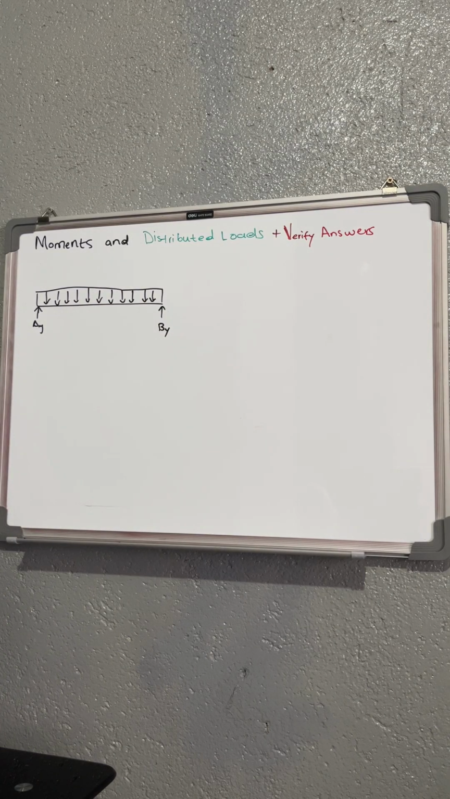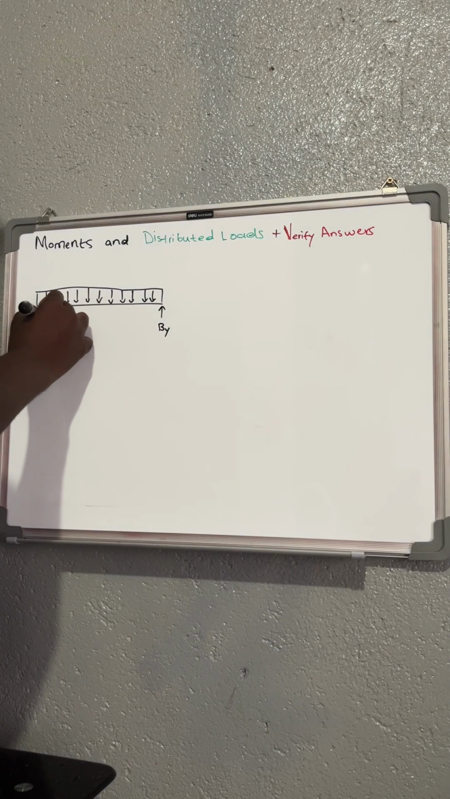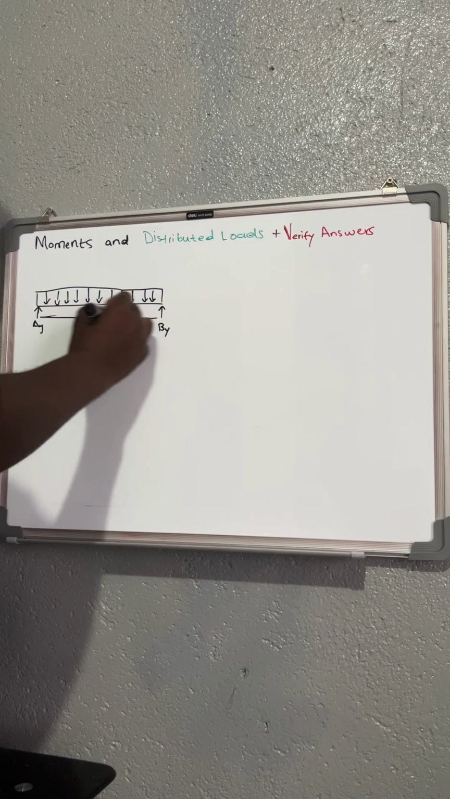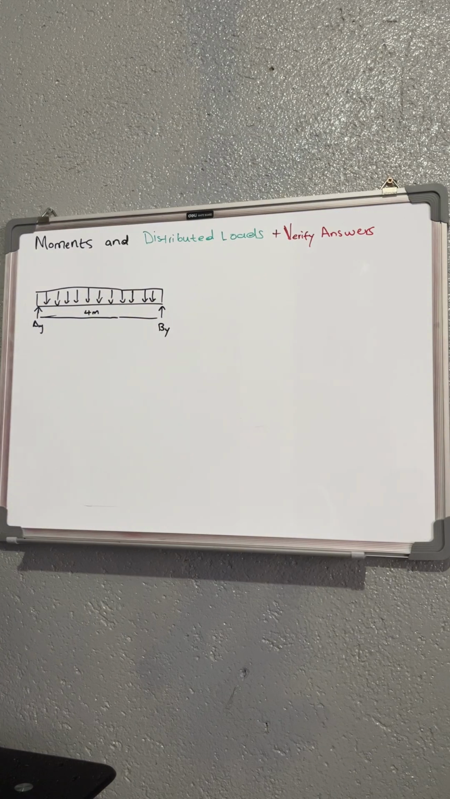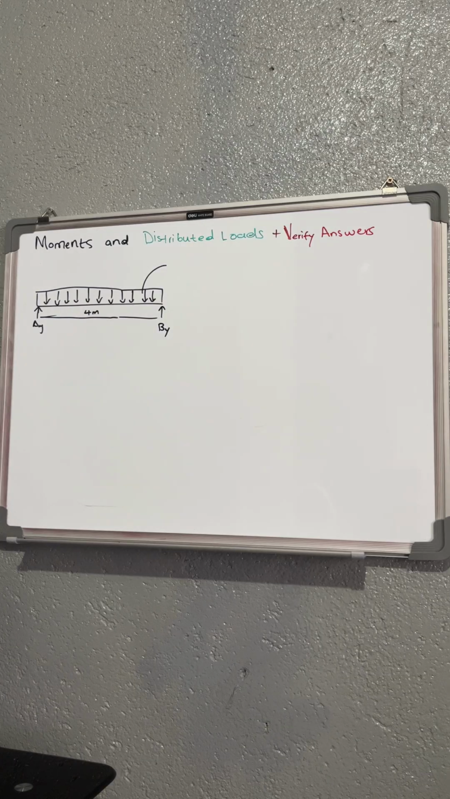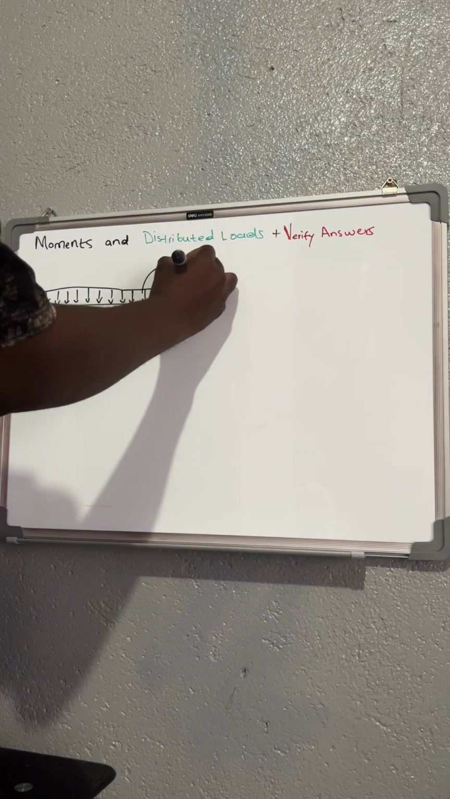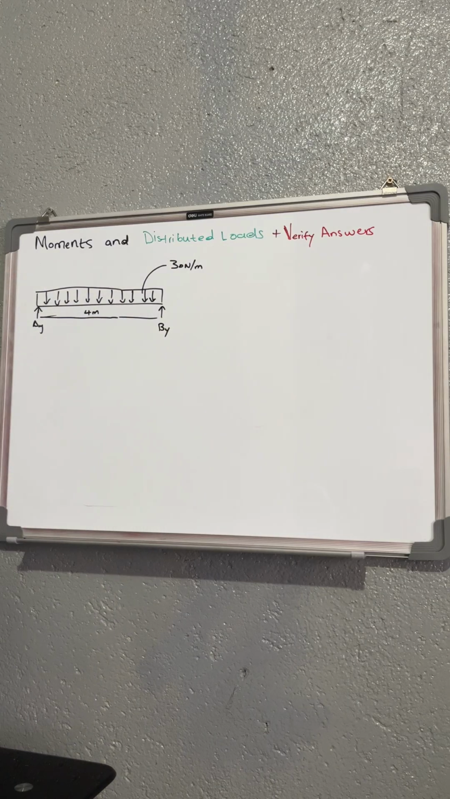Then what do they tell you? They tell you that the distance between here to there is actually 4 meters. Then they give you the height for this one, that it's going to be how much. They tell you that it's 30 Newton per meter.